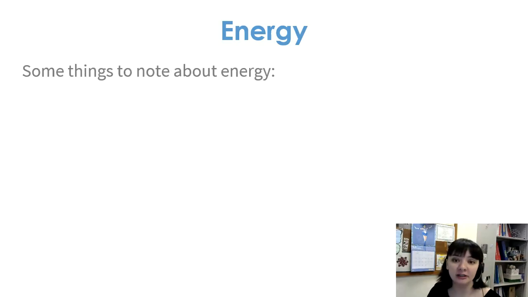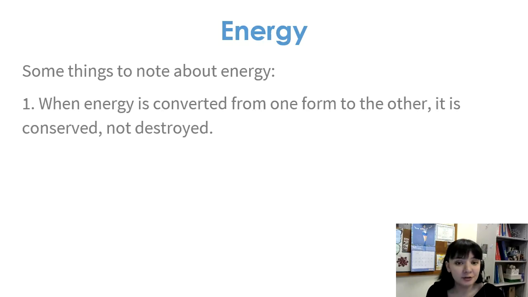Before we move further, let's lay down some ground rules for how energy behaves and how we can think about energy. The first rule is that when energy is being converted from potential to kinetic energy, that is a conversion. It's a transfer of energy. The energy itself is not being lost. It's just being moved around in different ways.